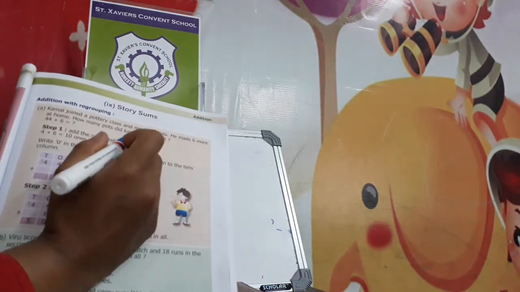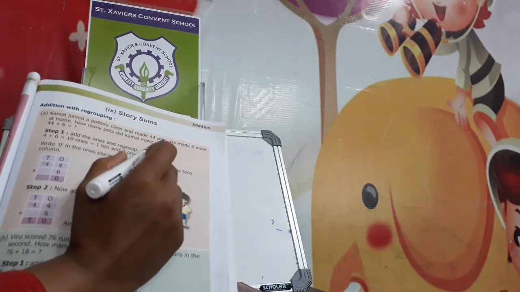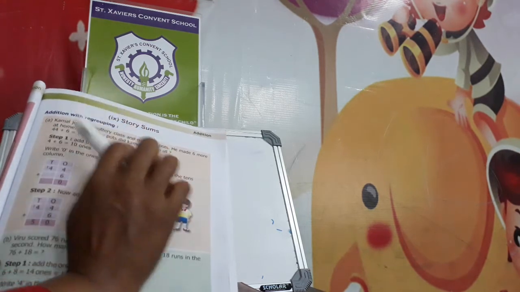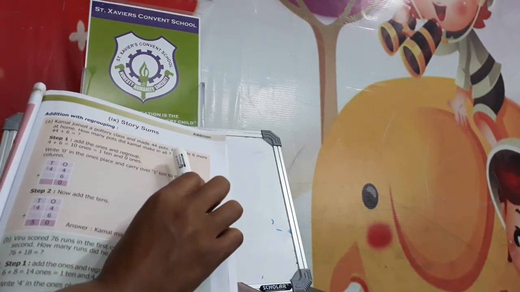Kamal joined a pottery class and made 44 pots. He made 6 more at home. How many pots did Kamal make in all?